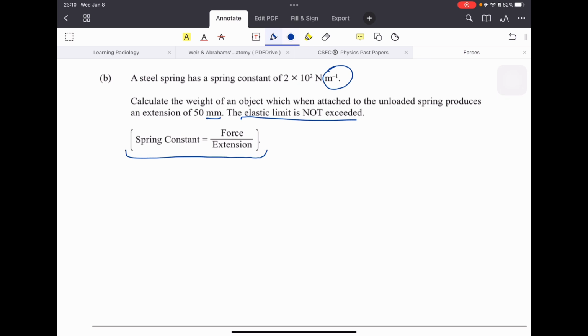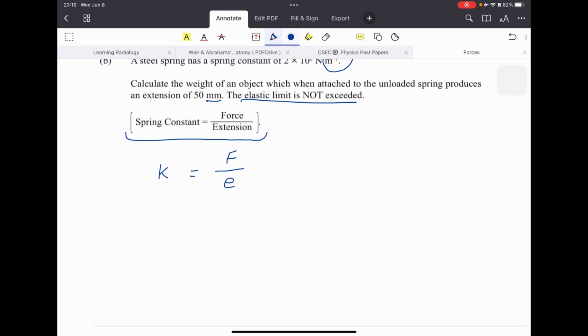So every spring has a spring constant. That will determine how much it extends and stuff like that. They will actually give us that, right? So we could call the spring constant K is equal to force over E for extension, right? Now they want us to find the weight or the force. So therefore we need to make F the subject of the formula, and this is very easy. E is being divided here, so we just need to multiply by E, right? So we have K times E will be equal to F.